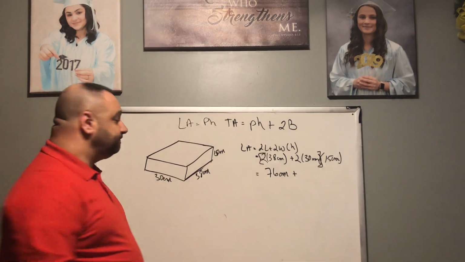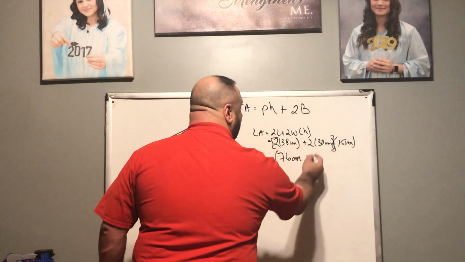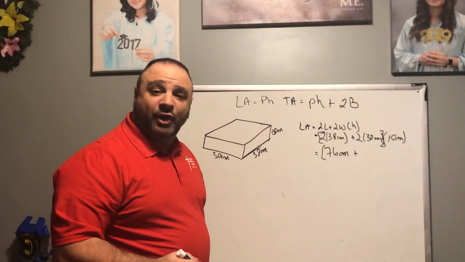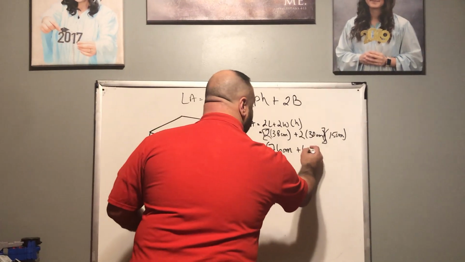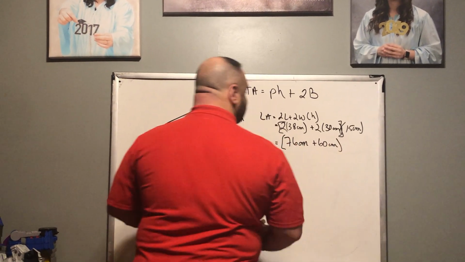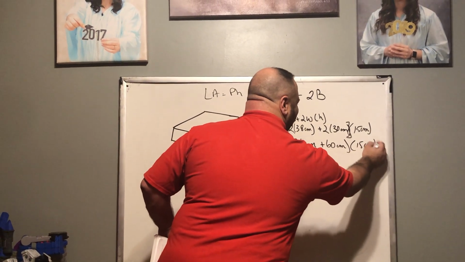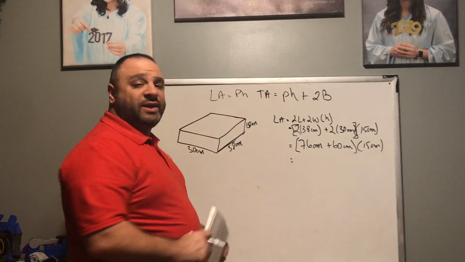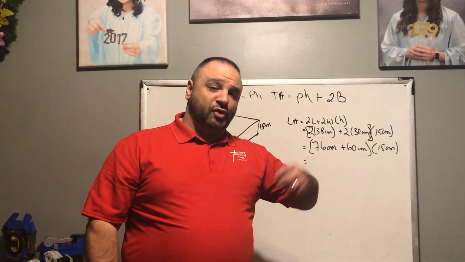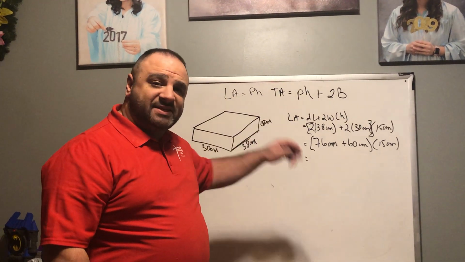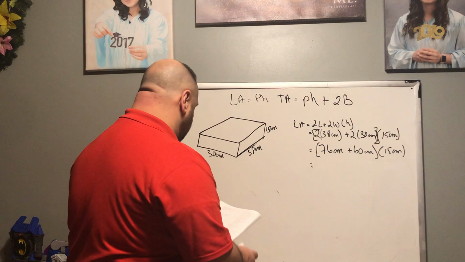76 centimeters, okay? All right, plus 2 times 30 would be 60 centimeters times 15 centimeters. Again, I know we could skip steps. If you know what you're doing, you could move through, but I just want to go step by step because I want you to see how this goes here.